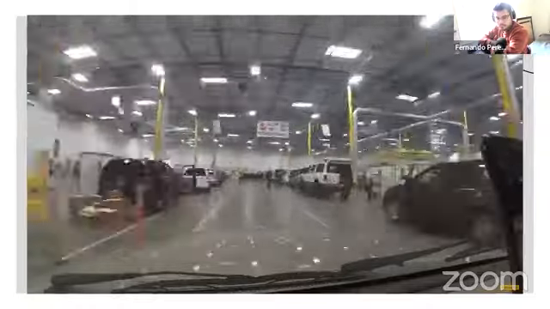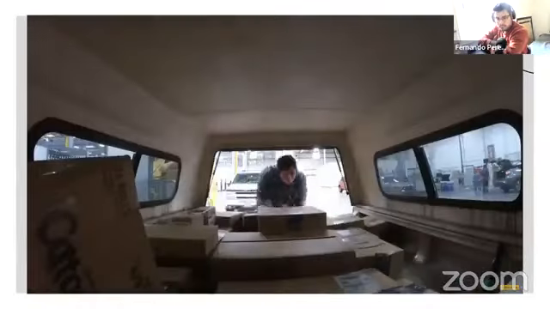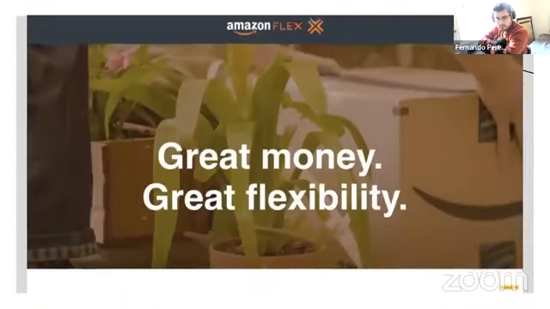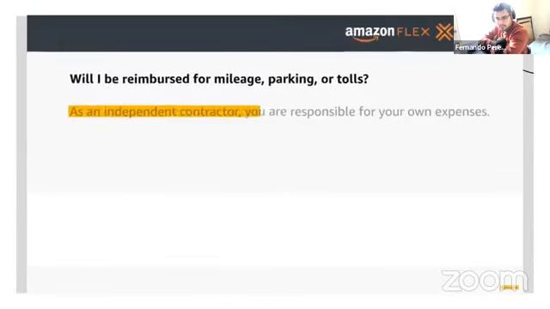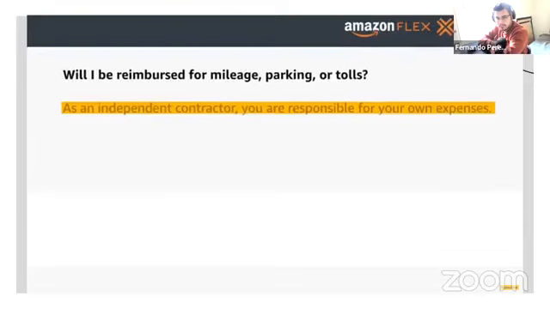Then they head to a warehouse where they find out how many boxes they've been assigned to deliver in that time frame. Amazon advertises that drivers make $18 to $25 an hour, and they're responsible for their own vehicle costs, like gas, tolls, and maintenance.